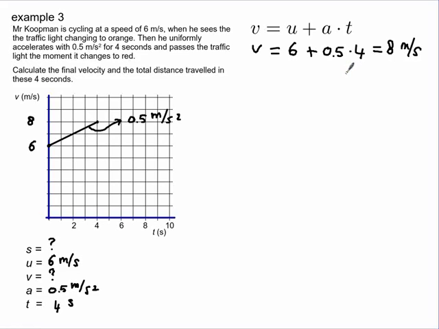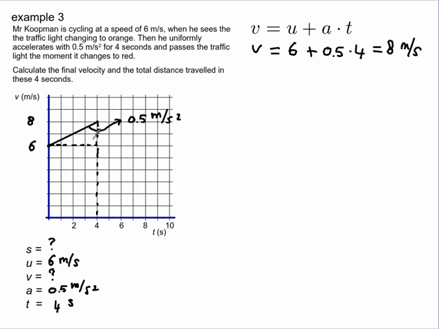Now the distance traveled is given by the area under the velocity time graph. And as you can see, the area under the graph can be divided in two pieces. First of all, this rectangle and this triangle.